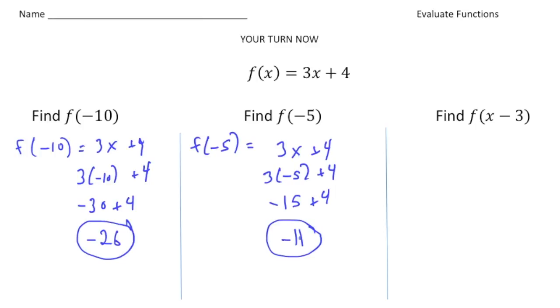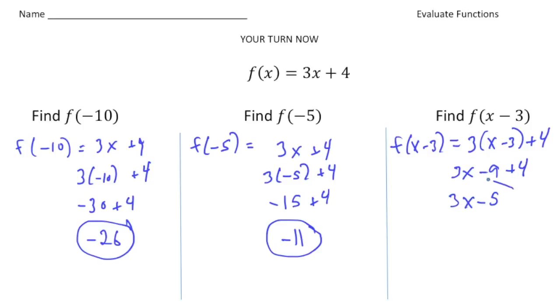And then last but not least, we have f of x minus 3. So it's going to be f of x minus 3 equals 3 times x minus 3 plus 4. Now I distribute. 3 times x is 3x, 3 times negative 3 is minus 9 plus 4, and we get 3x minus 5. And there it is.